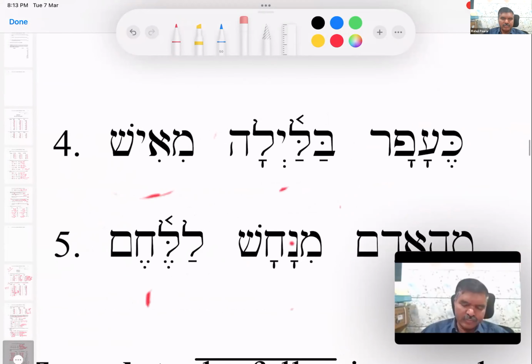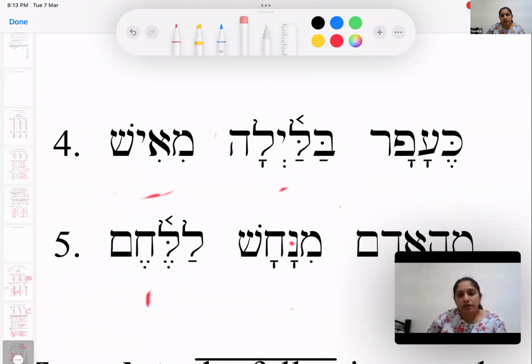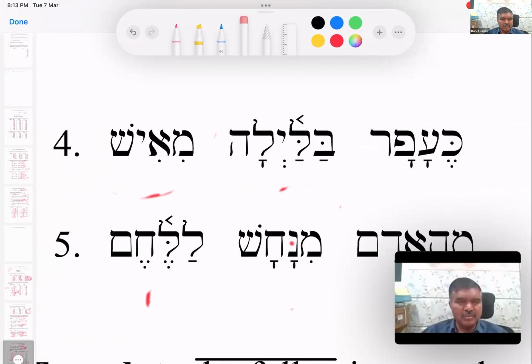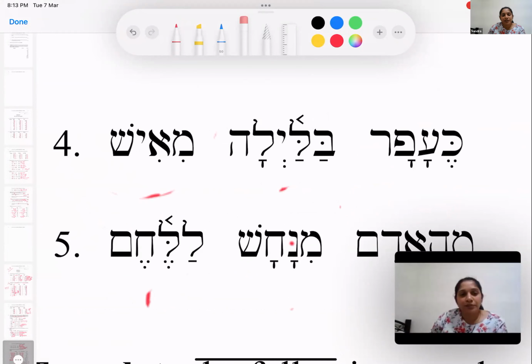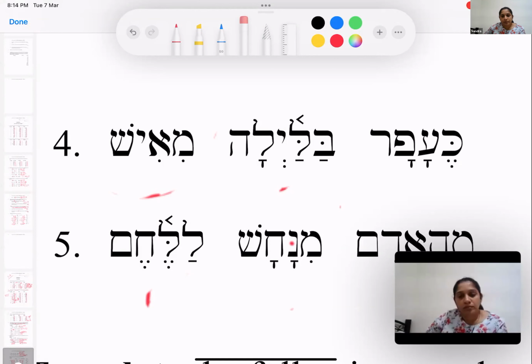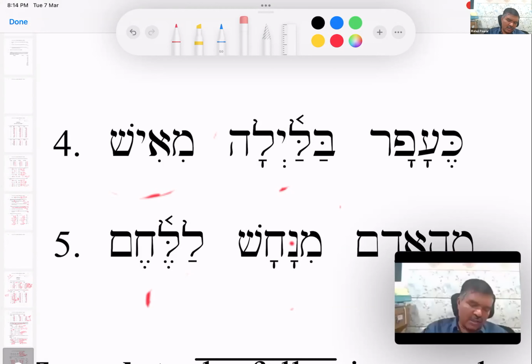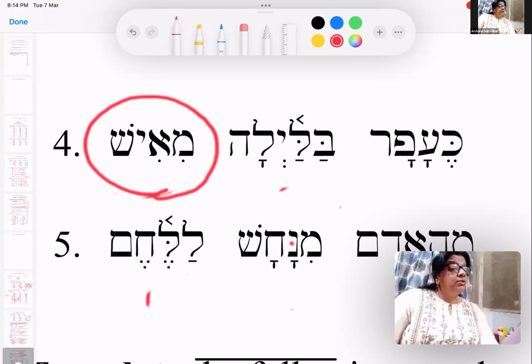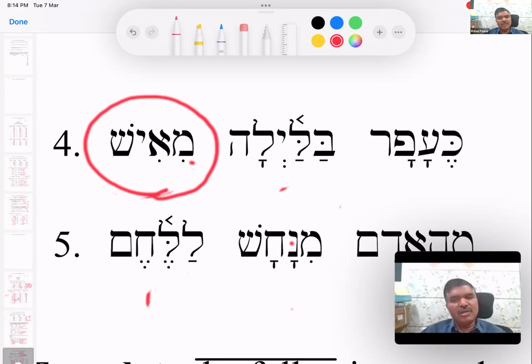Now, fourth one. Kefar. Belaila. Mi'ish. Which one is wrong over here? Is it mi'ish, sir? Yes. And hirek should be heightened to tsere before any guttural, no? Before a guttural, that rejects the doubling dagesh. So hirek should be heightened to tsere to compensate.